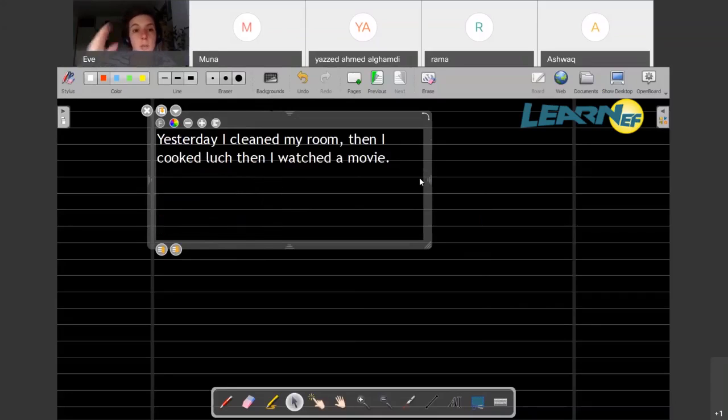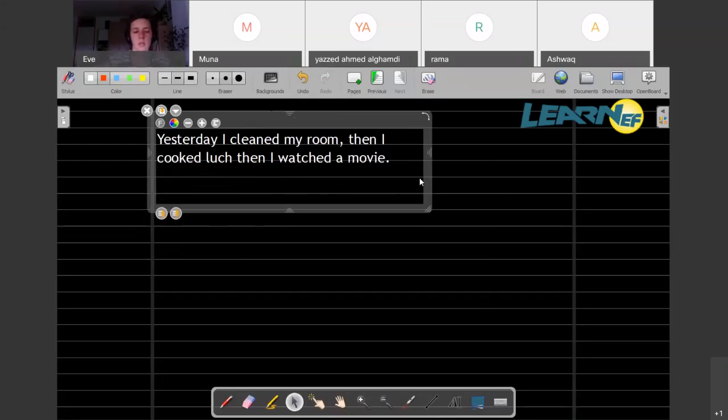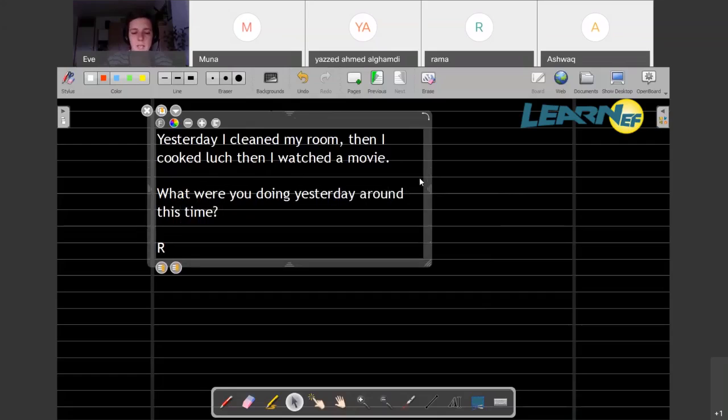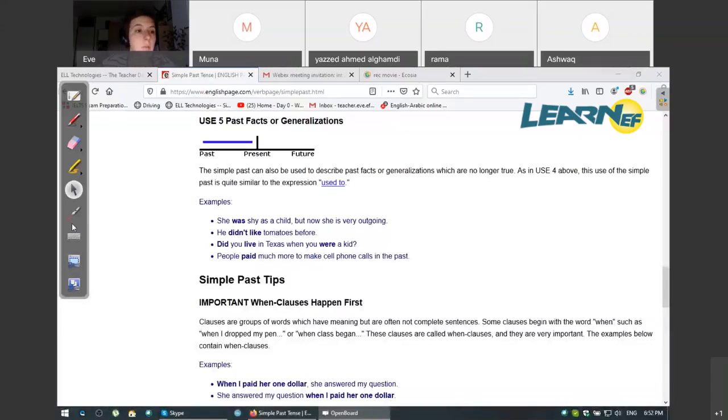And the usage. So you're talking about events that happen one after the other. But what were you doing yesterday around this time, Rama? I was reading a book. You can just say it without yesterday. Okay? Very good. Past continuous, because we're talking about what we were doing at a specific time. Yesterday around this time means yesterday around 8 p.m. Correct?